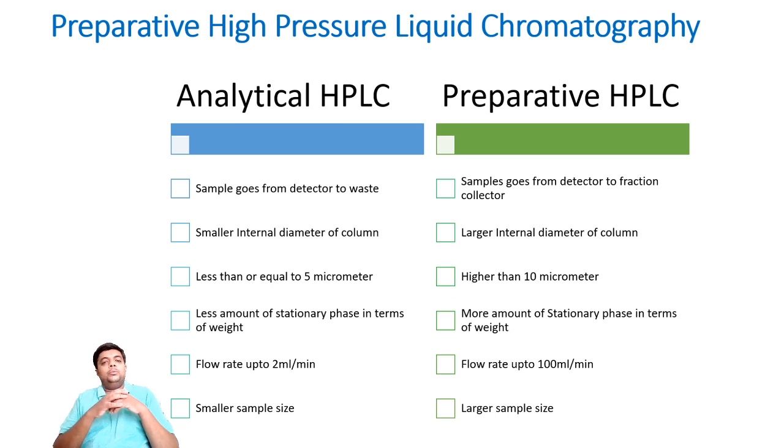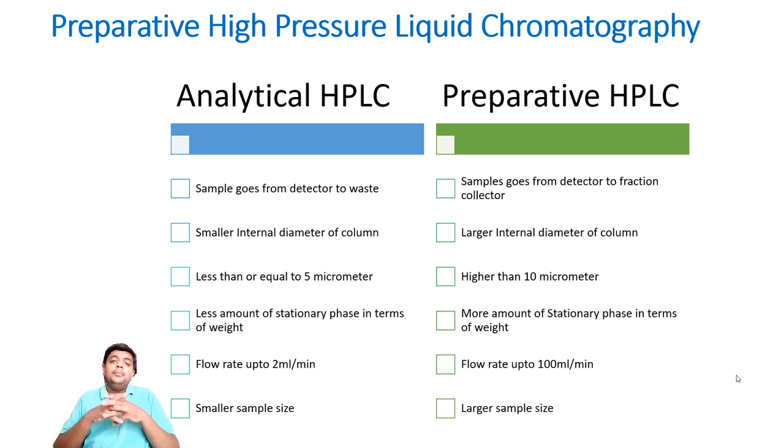Whenever we say preparative high pressure liquid chromatography, first of all let us once again make very clear the difference between analytical and preparative HPLC. There are a few important aspects to be made clear. If the sample goes directly to the waste after coming out of the detector, we generally call it analytical HPLC. But if we are collecting the sample and providing it to a fraction collector to separate it, store it, and reuse it for further research, we generally call it preparative HPLC.